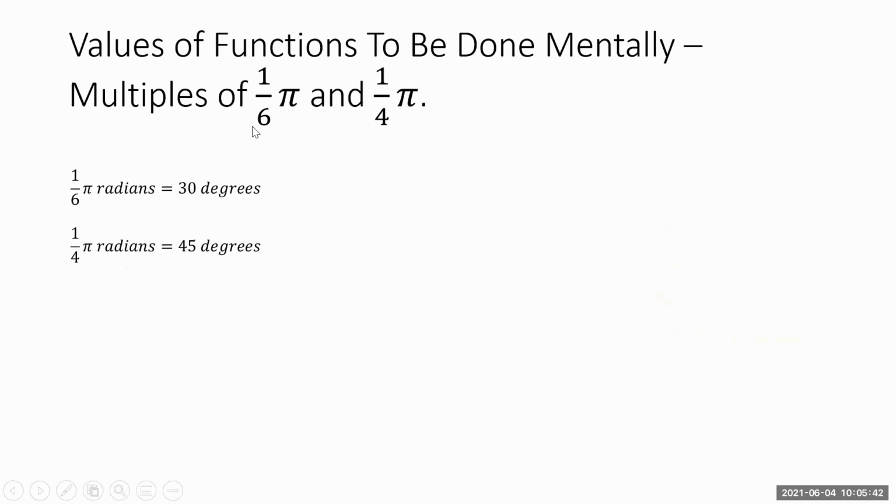You need to know the multiples of 1/6 pi, which is 30 degrees. And you need to know the multiples of 1/4 pi, which is 45 degrees. So mentally, you make those conversions. Those are the ones we need to know. So we need to know 30, 60, 90, 120, 150, etc. We need to know 45, 90, 135, 180, etc. Okay? Sine, cosine, tangent, and all the others.